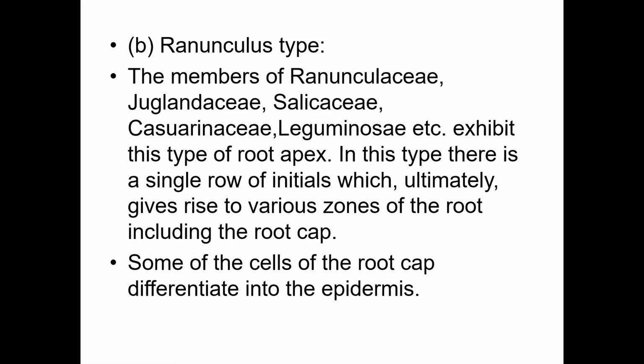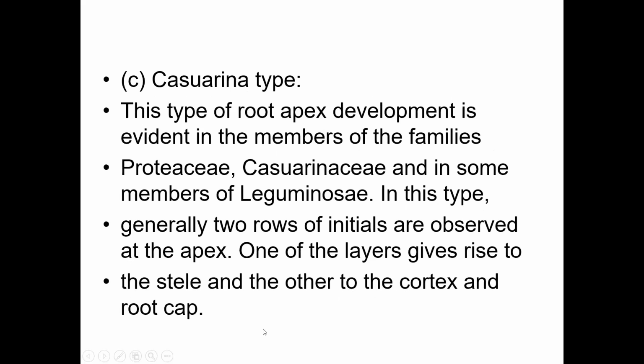Another one is the Ranunculus type. The members of Ranunculaceae, Juglandaceae, Salicaceae, Casuarinaceae, and Leguminosae exhibit this type of root apex. In this type, there is a single row of initials which ultimately gives rise to various zones of the root, including the root cap. Some of the cells of the root cap differentiate into epidermis.